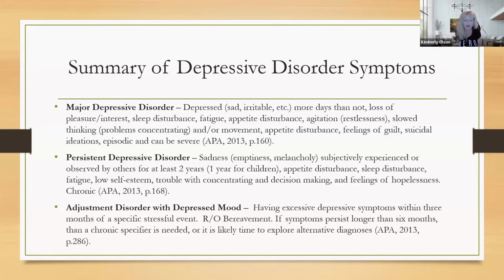Bereavement in and of itself takes various forms. We've become much more culturally aware. And just because someone is in bereavement doesn't mean they have an adjustment disorder. So if a person's symptoms persist longer than 6 months, then you need to add a chronic specifier. So this is an adjustment disorder with depressed mood, chronic.